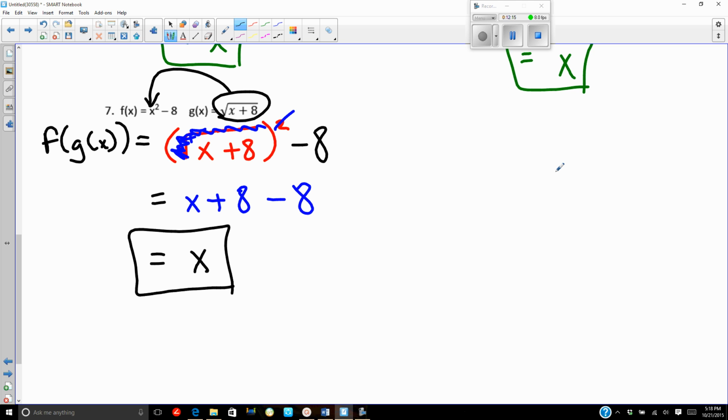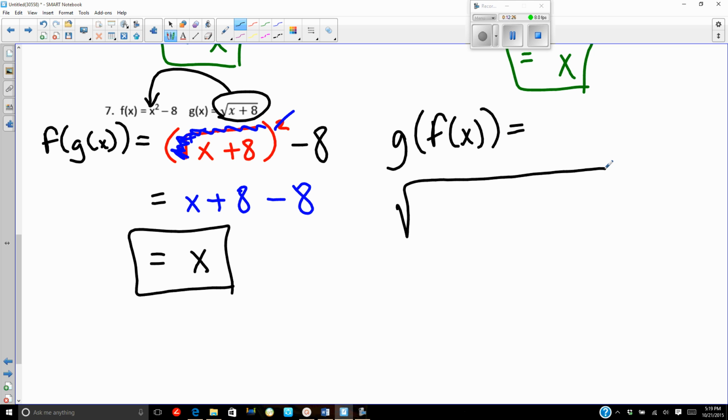So now we take g of f of x. We start with the g function, which is the square root of x plus 8. But instead of x plus 8, we're going to insert x squared minus 8 plus 8. So now this time all I've done is inserted x squared minus 8 in for that x right there. Don't try to take the square root of 8.